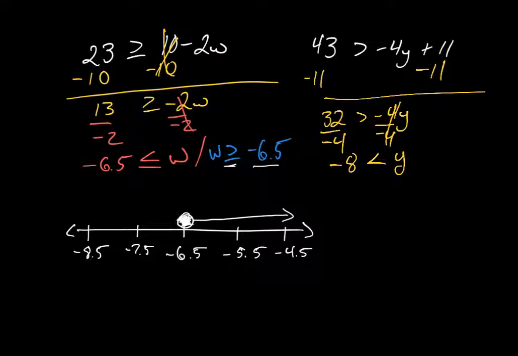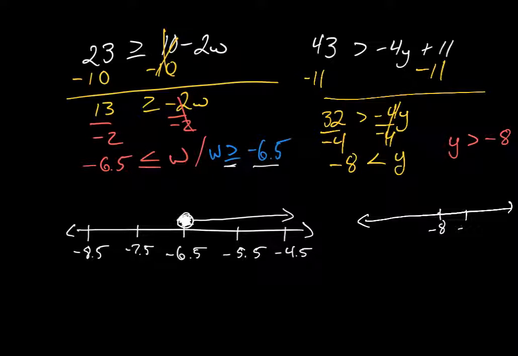I don't like it when my variable is on the right, so I'm going to switch it, and I'm going to write y is greater than negative 8. These are the same thing, just written differently. And now the next part is to graph. Here's my graph.